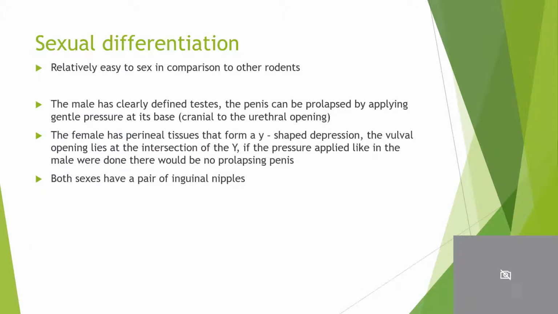Sexual differentiation. Relatively easy to sex in comparison to other rodents. The male has clearly defined testes, and the penis can be prolapsed by applying gentle pressure at its base, and that is done so cranially to the urethral opening. The female has perineal tissues that form a Y-shaped depression, and the vulvar opening lies at the intersection of the Y. If the pressure is applied like in the male, there would be no prolapsing penis produced, and both sexes have a pair of inguinal nipples.